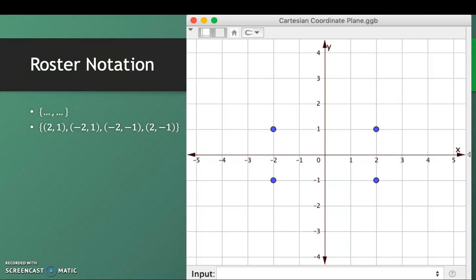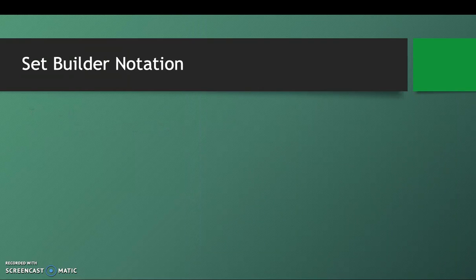Another way to write a set of points would be set-builder notation. In set-builder notation, we begin with braces and in braces, an element in a set, colon represents such that, so an element in a set such that properties of the element is in a set. For example, (x, 1) such that negative 2 is less than or equal to x, less than 3. An element in a set of points is (x, 1), such that the property of the element in the set of points is negative 2 less than or equal to x less than 3.